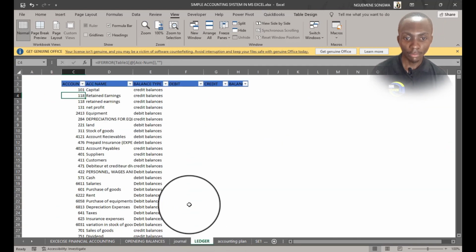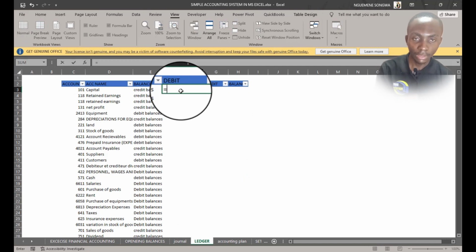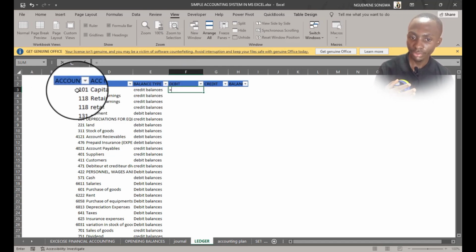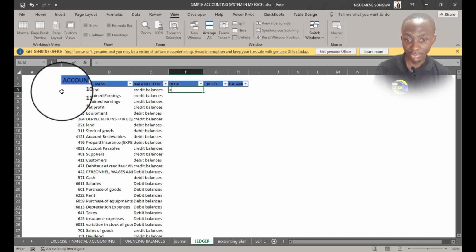As a result, I'll come here for the debit. I need to sum all the amounts, right? So I'm going to use the SUMIF function. How many conditions are there? There are about 2 conditions. So I will not use SUMIF, but the SUMIFS function, because there are 2 conditions. I'll be summing when it sees the account number, and it might be the date.